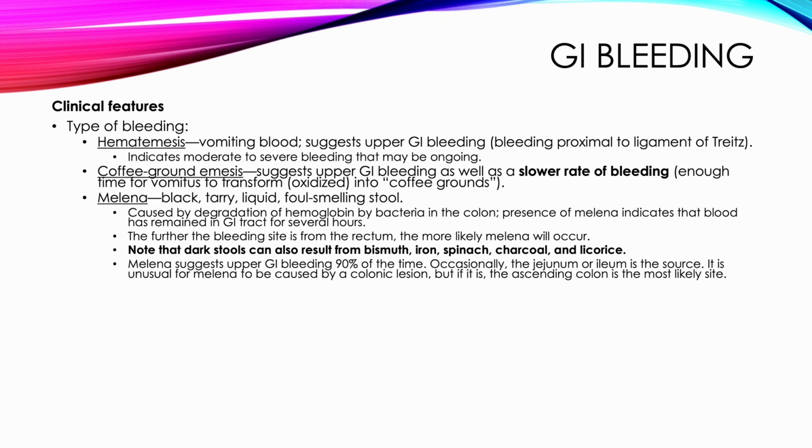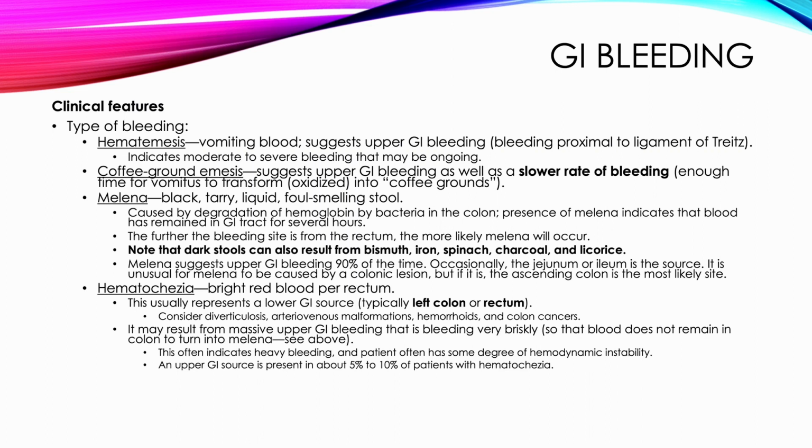So we said 90% of the time when we see melena, it's suggesting an upper GI bleed. Occasionally, the small bowel can cause melena, but it is very, very unusual for that to be caused by a colonic lesion. Hematochezia is bright red blood per rectum, also abbreviated BRBPR. This usually represents a lower GI bleed. And if it's really bright red, it's typically going to be the left colon or the rectum. A lot of times if it starts more in the ascending or transverse colon, it'll appear more maroon in color, not black, but more maroon.